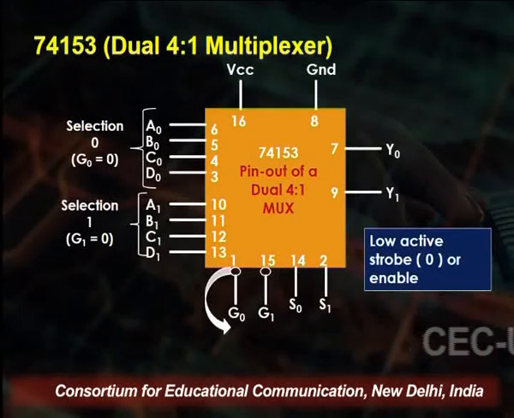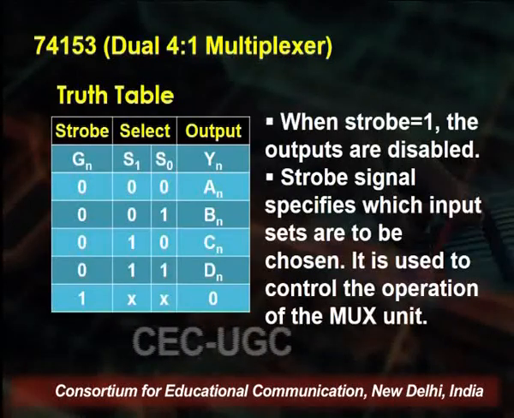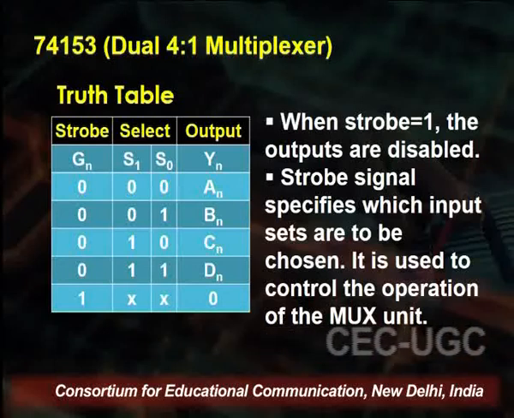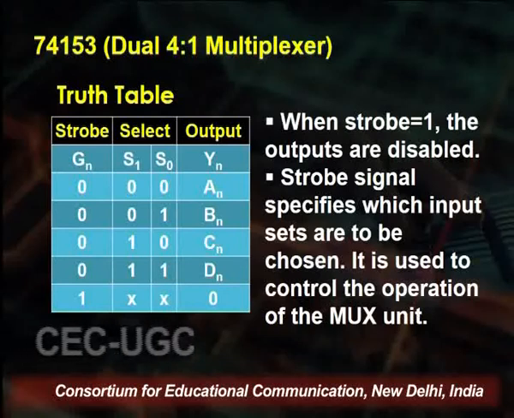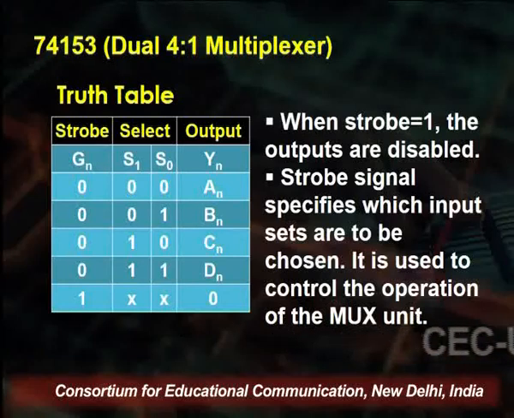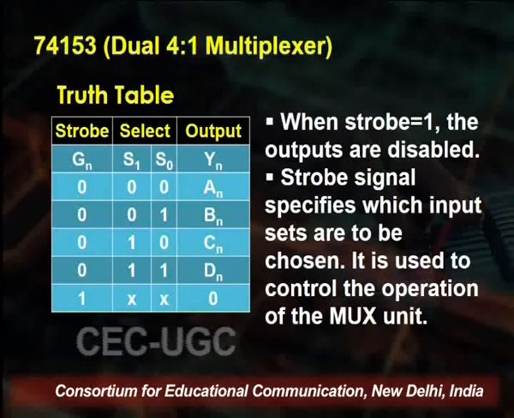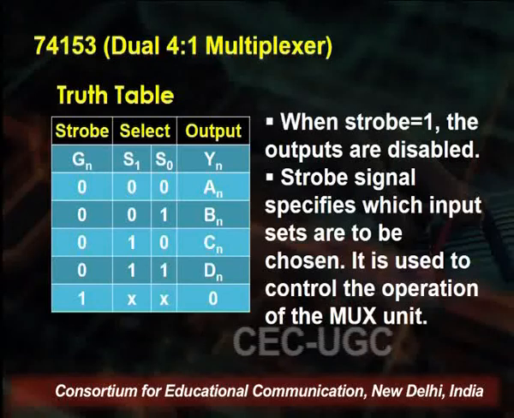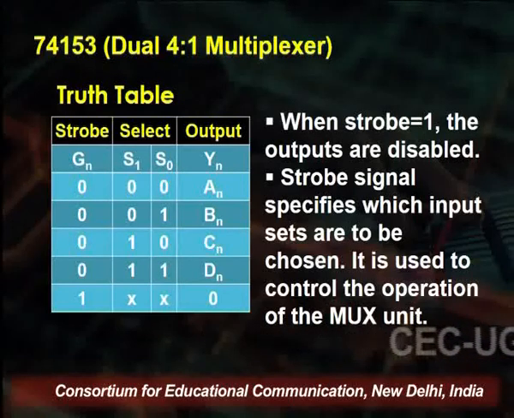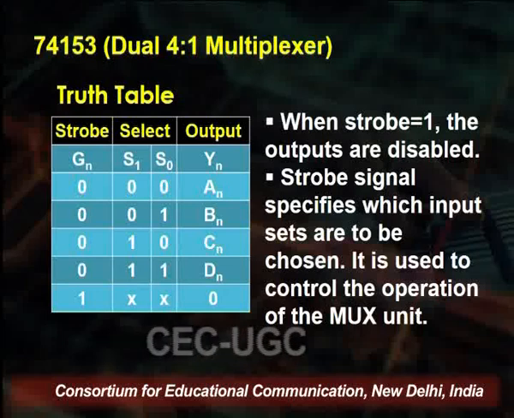Since this is active low, if you look carefully, the arrow here shows that it is active low. So the output happens and the selection lines work as long as the value of G is 0. As soon as the value of G goes high, the 74153 IC gets inhibited and it does not function anymore. Typically, when strobe is equal to 1, which is the G value, the outputs are disabled, and the strobe signal specifies which input sets are to be chosen. It is used to control the operation of the multiplexer unit.